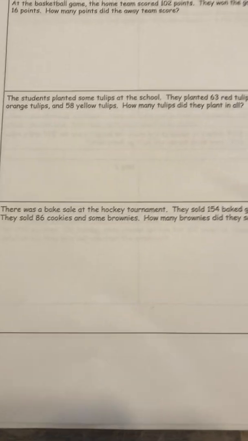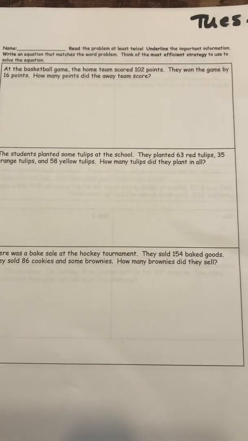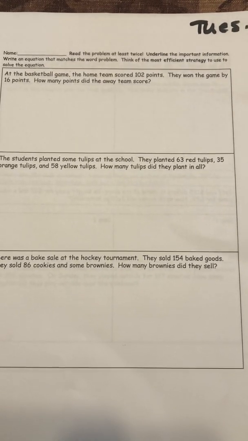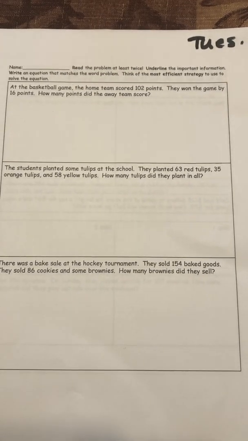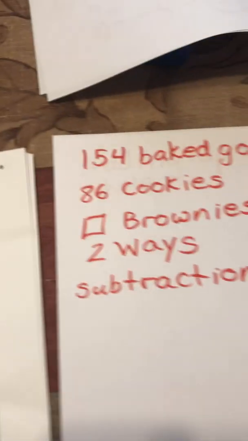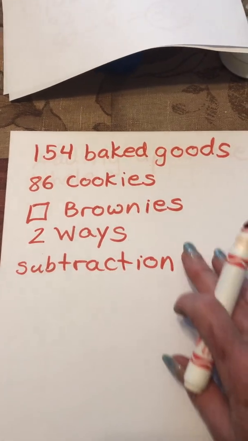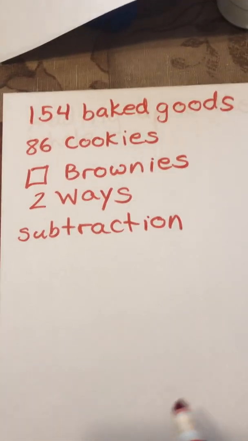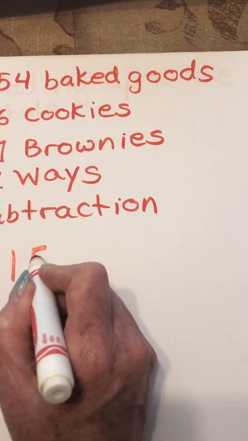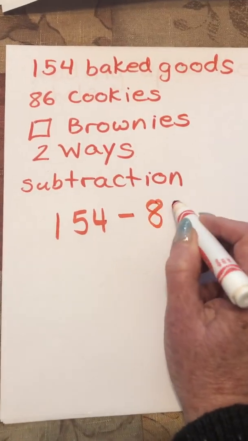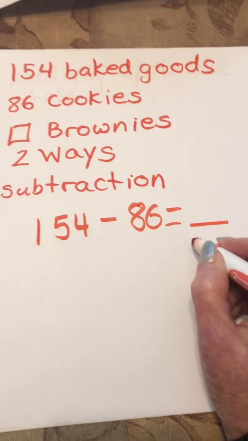The next one on here talks about baked goods at a hockey tournament. There was a bake sale at a hockey tournament. They sold 154 baked goods in all. 86 of them were cookies, and some were brownies. How many were brownies? So if I look, I know that this was my whole. I know I have 86 cookies, and I don't know how many brownies. So the first way you can solve this would be by 154 minus what I know, minus my 86, equals brownies.